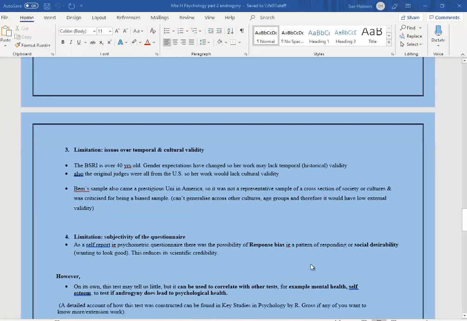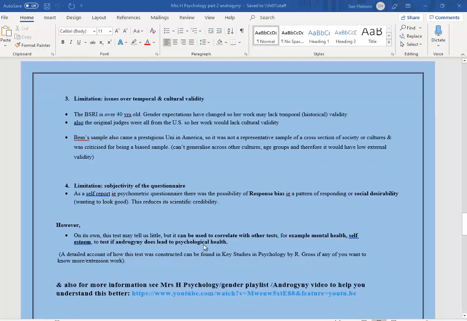Further evaluative points. Issues over temporal, in other words, historical validity and cultural validity. We know that this was done 40 odd years ago, a long time ago. So have a look at those points. And also remember, this is a self-report. It's a psychometric questionnaire. So we do get things like response bias, in other words, how people will respond to items on the questionnaire, and also social desirability. They're going to want to look good, and that's going to question the scientific credibility of it.